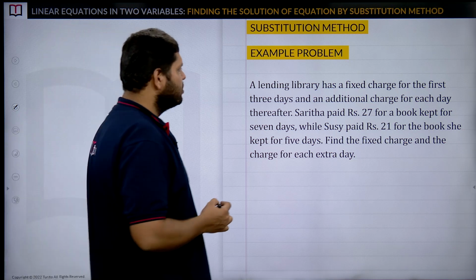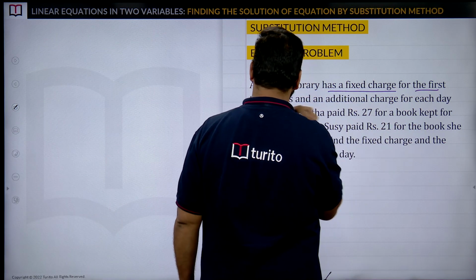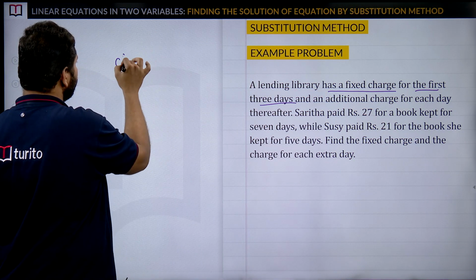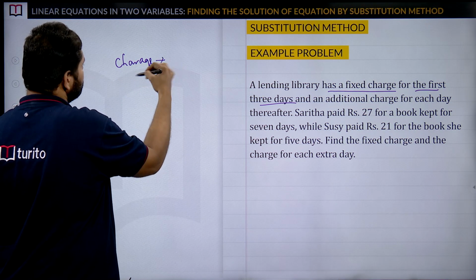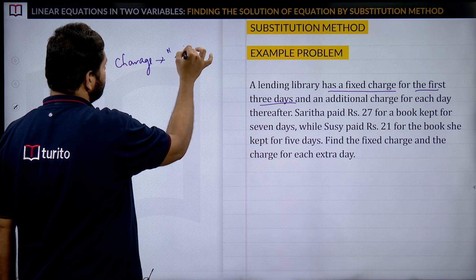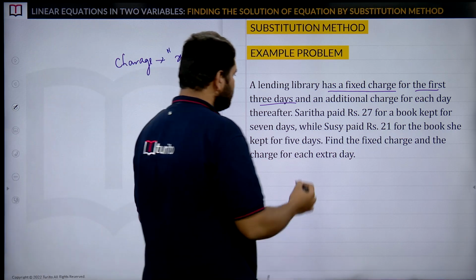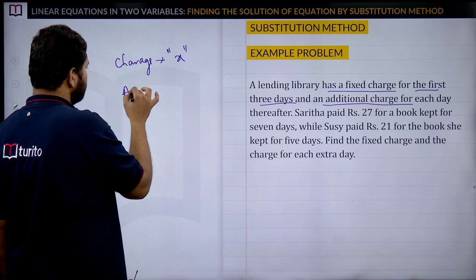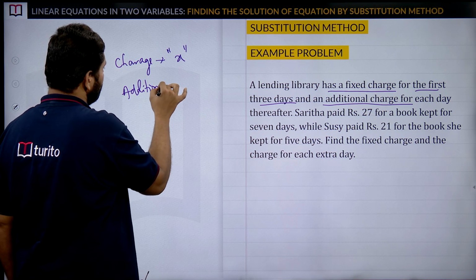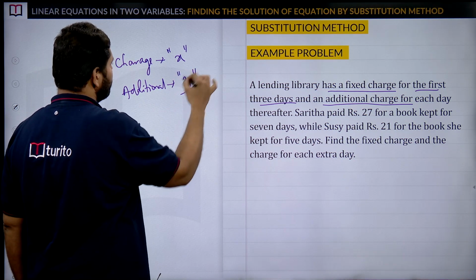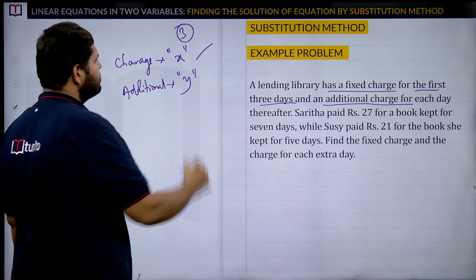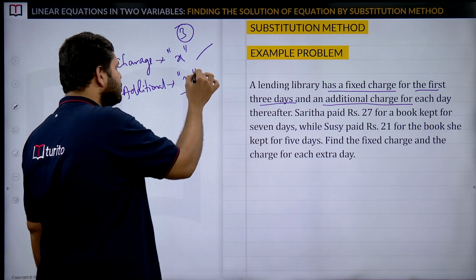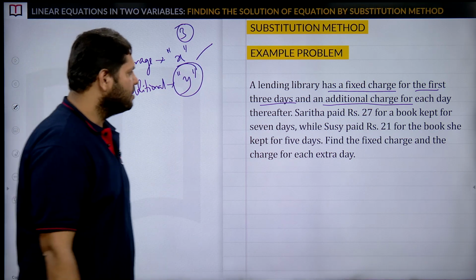See, children, a lending library has a fixed charge for the first 3 days. You can take the charge for the first 3 days as x. And there is an additional charge per day after that, so you can take the additional amount as y. For the first 3 days the amount is x, and from the 4th day, 5th day onwards, they are charging some extra amount, so you can take that as y.